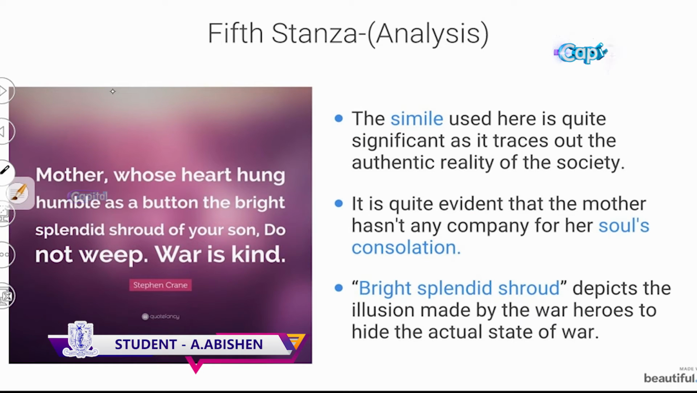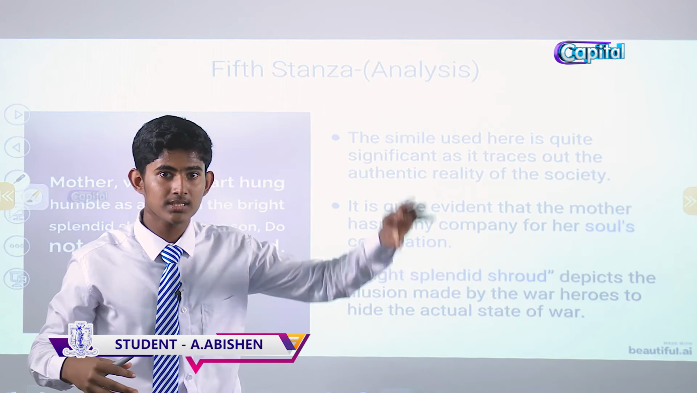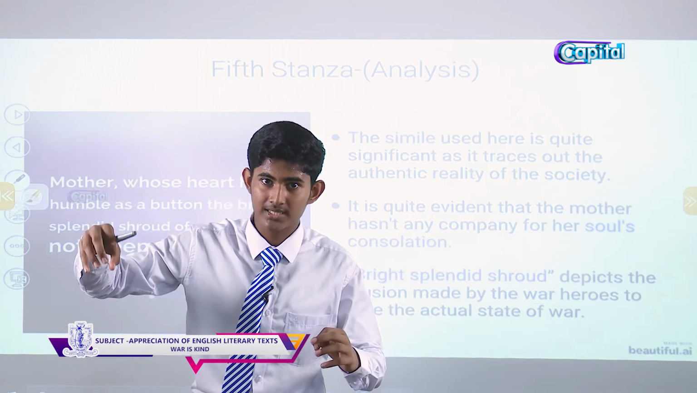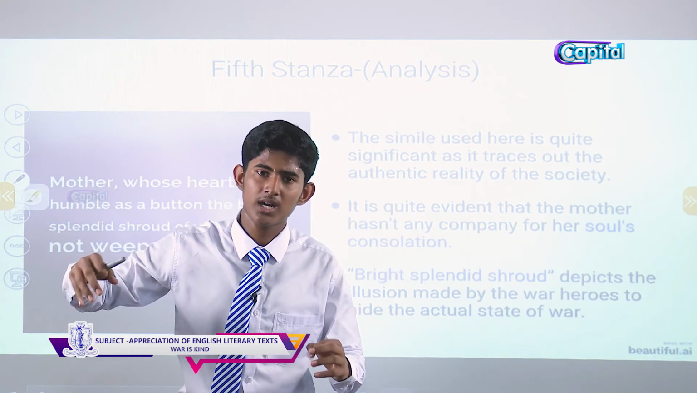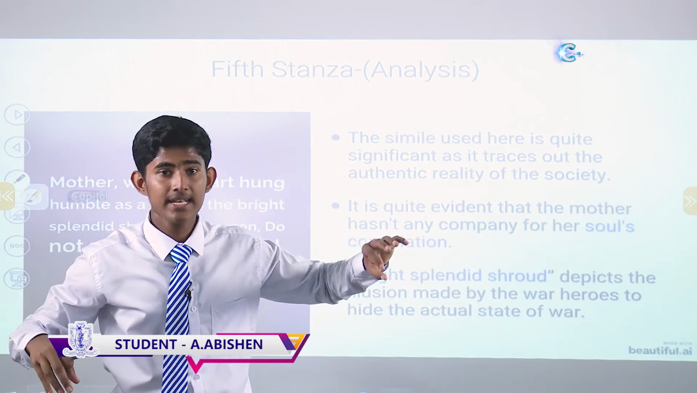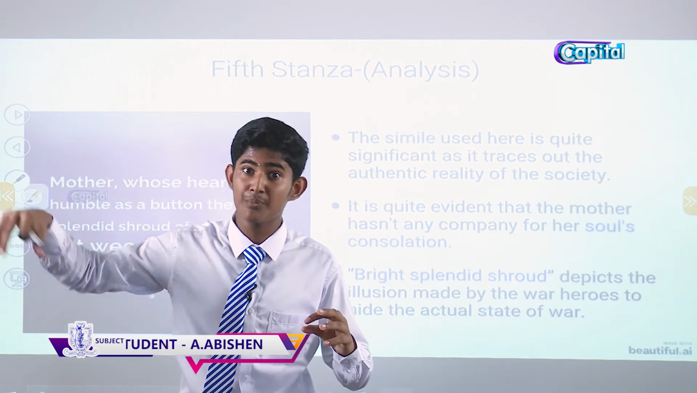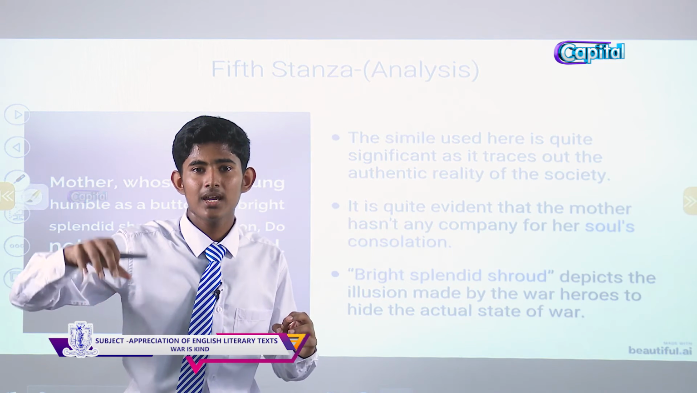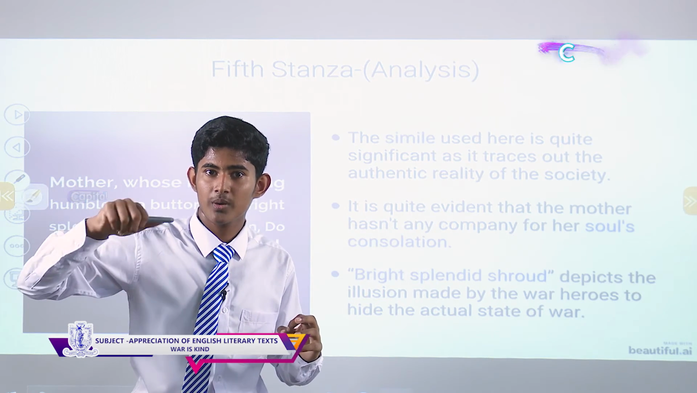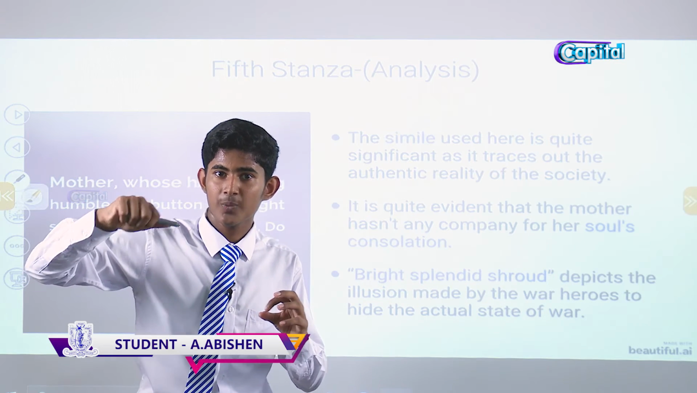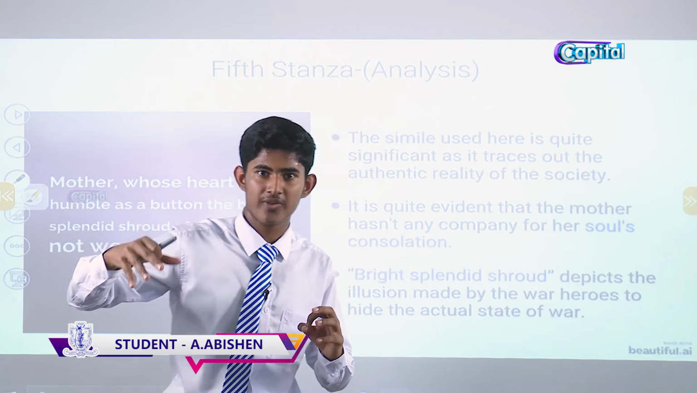Here, the poet utilizes the simile technique. Simile means what? Using words such as like and as. Here we can see the mother whose heart hung humble as a button. So the poet compares the heart of this mother to the button on the splendid shroud. What is a shroud? A clothing that is used to cover dead bodies. And why does the poet use the adjective bright? In order to show the illusion made by the warmongers. They are giving respect, but the main reason is to manage those problems and to find the war's glorification at a top level.